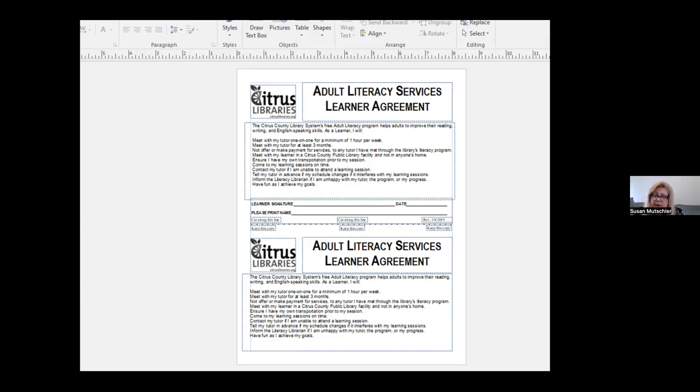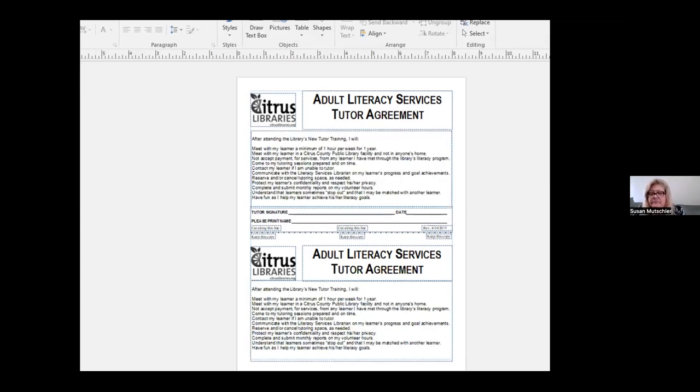Now, we recommend, at my tutor training, I would actually give this out to each of the tutors and have them fill it out with the learner. And these are available in the Google Share Drive, so you're welcome to change them or use them, or if anybody has anything else that they'd like to share about being successful with tutor and learner agreements.